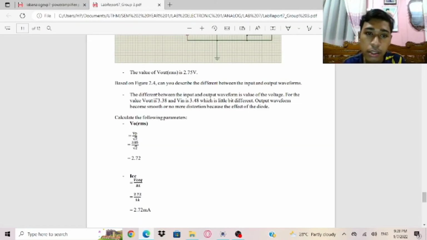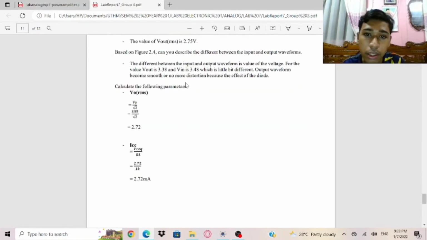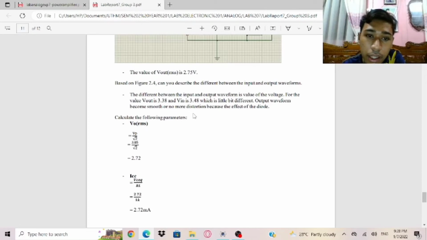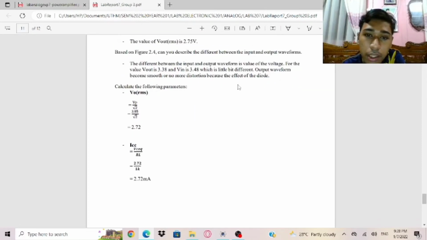Next is to describe the difference between the input and output waveform. So the difference is the value for Vout and Vin, which is Vout is 3.38 and Vin is 3.48, which is a little bit different. So the output becomes smooth and no more distortion because of the effect of the diode.